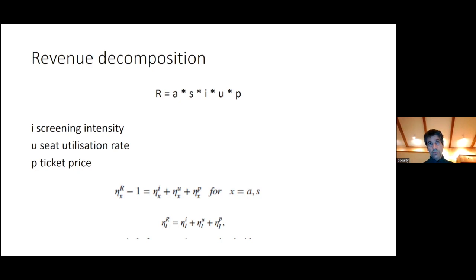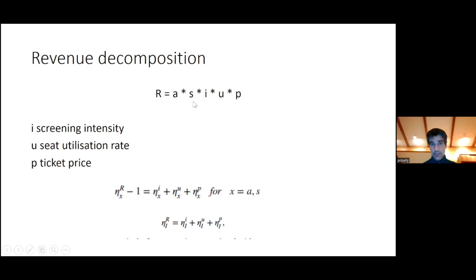So it could matter through having your theater showing more movies, or it could be through having more bums on seats. So you're scheduling a movie and you have a higher seat utilization rate. And you'll see the utilization rate is fairly low, around 20%, 30%. So having more bums on seats is a way to get more money, but also scheduling more movies, holding constant bums on seats, is another way to get more money. And the final channel is price, although there's a large literature that shows that price doesn't respond that much.